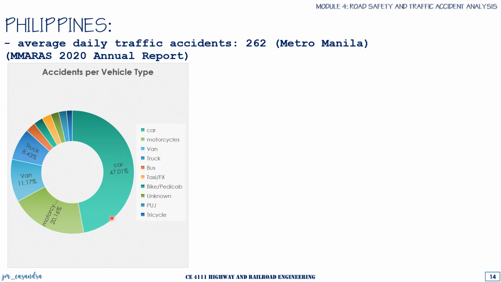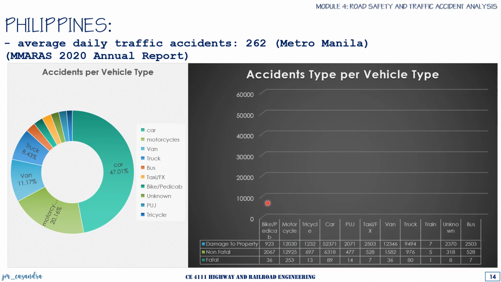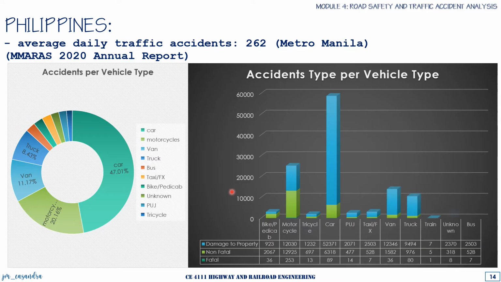Okay? So in terms now of the accident type, meaning if the accident is fatal, non-fatal, or just damage to property, and classified again in terms of vehicle type, we have this chart. Okay? So if we look at this graph or chart, we could see that the highest number of accidents is from cars, followed by motorcycles.